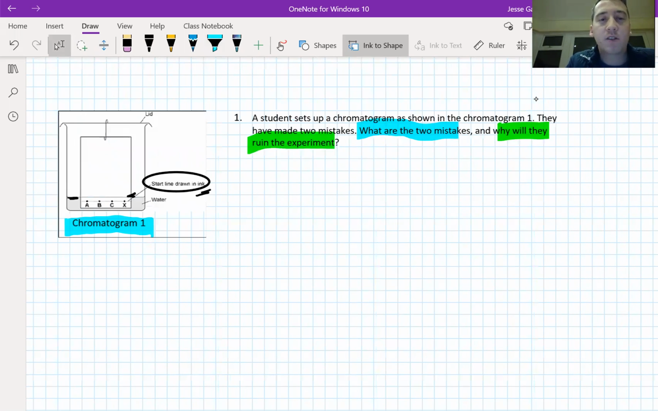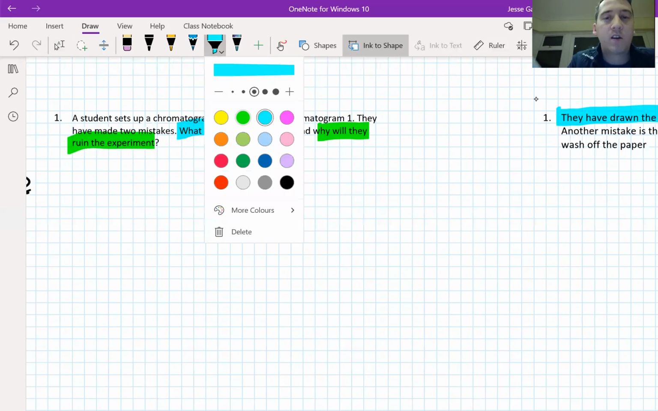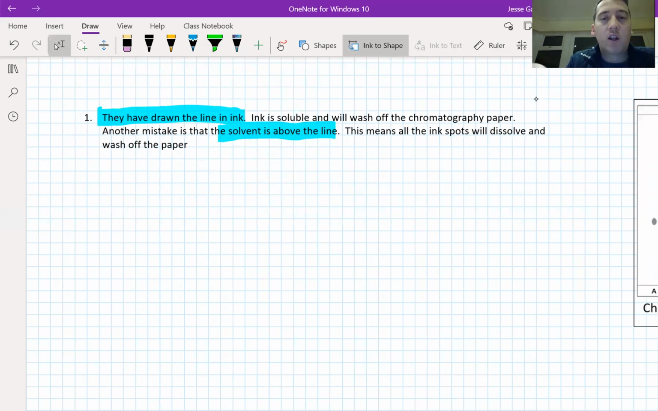So I've said what the two mistakes were. I'll go back to check the question. And in green, I had another part of the question. Why will they ruin the experiment? Well, they've drawn the line in ink. Ink is soluble and will wash off the chromatography paper. That's why it will ruin the experiment.